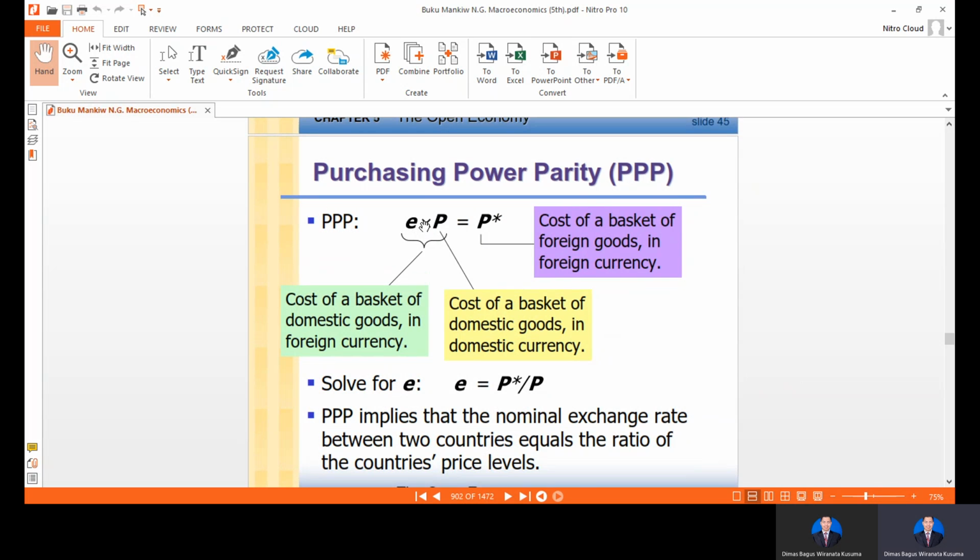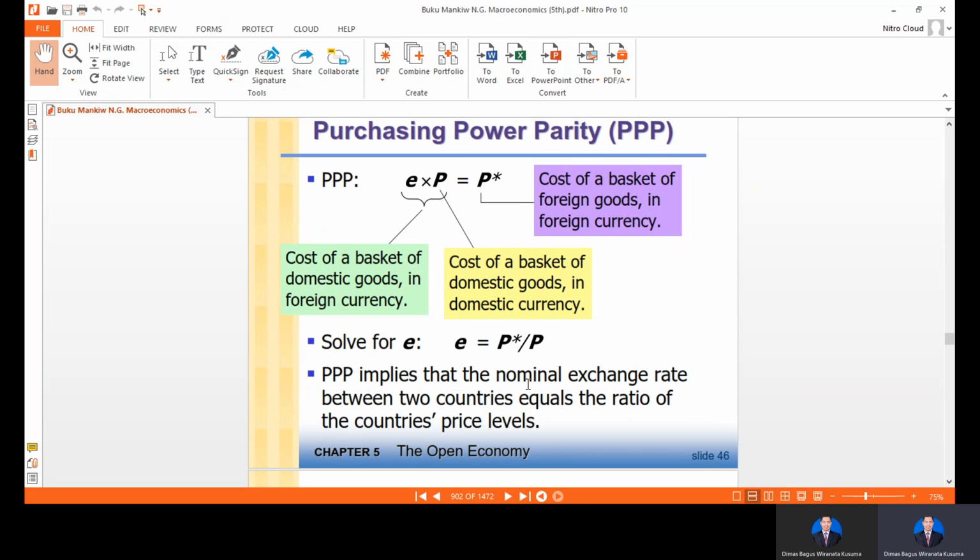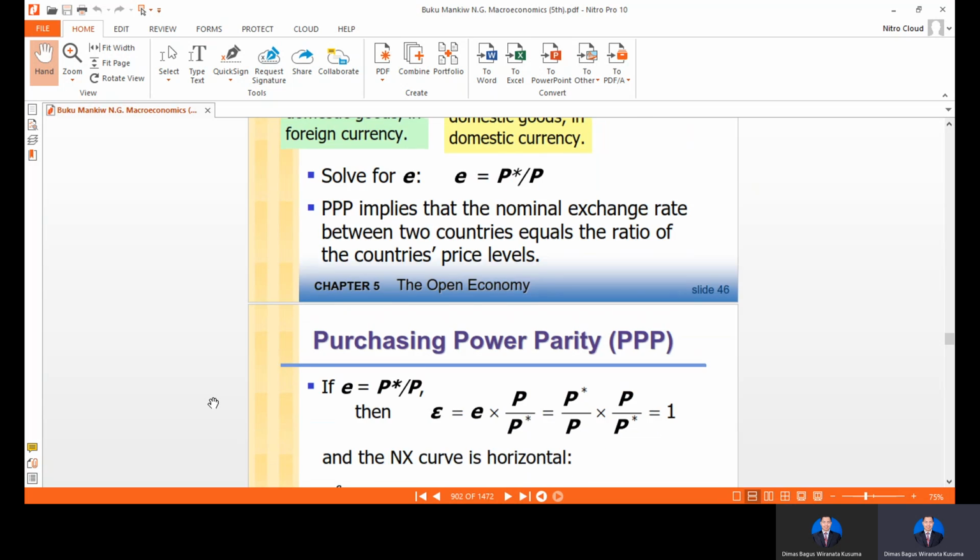Here, E times P equals P star. P star here is the cost of the basket of foreign goods in foreign currency, because P is the domestic price. You can then solve for E equal to the foreign price over the domestic price. So the nominal exchange rate is basically the ratio between the foreign price and the domestic price.